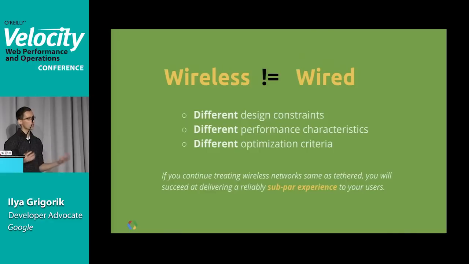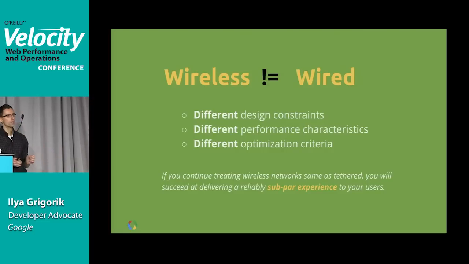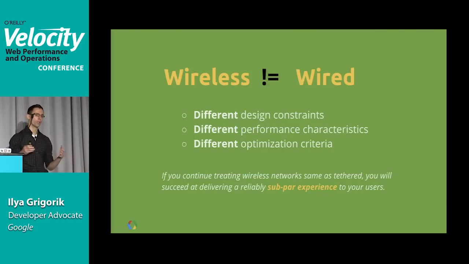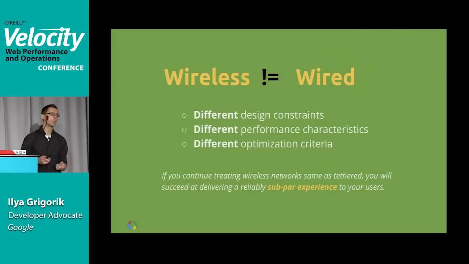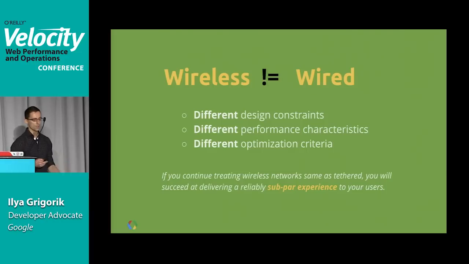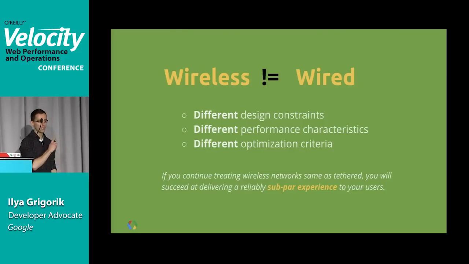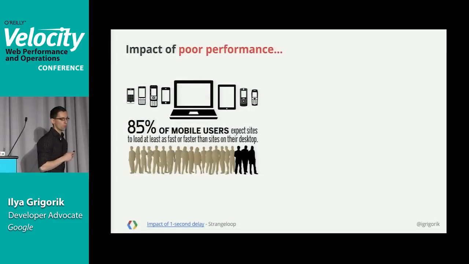And because they're different design constraints, it also means that there are different optimization characteristics for each type of this connection. So if you treat wireless and wired as the same thing, which I think we have a tendency to do in the web community, you will reliably deliver a subpar experience to your users. And hopefully by the end of this presentation, I will convince you that that is indeed the case. And we'll also talk about some of the specifics of what you can do to optimize your sites.